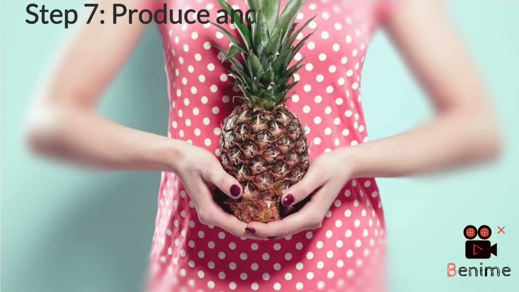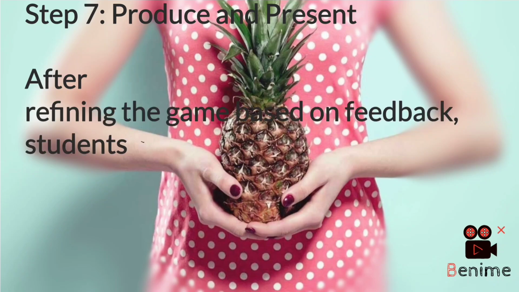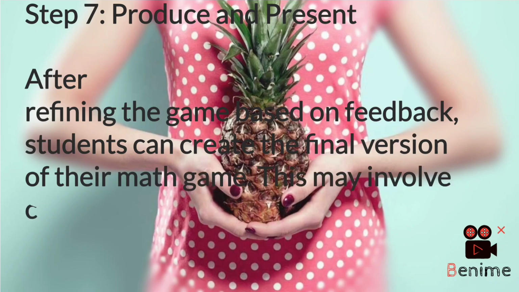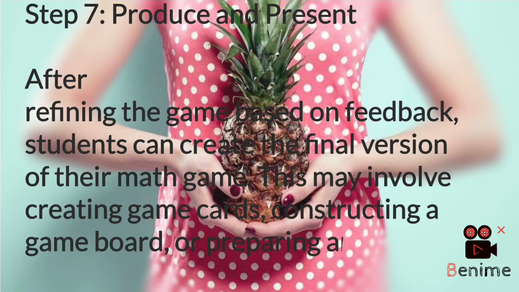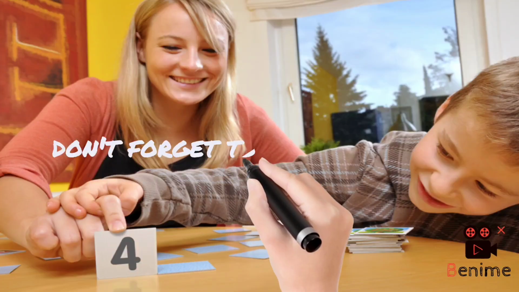Step 7. Produce and present. After refining the game based on feedback, students can create the final version of their math game. This may involve creating game cards, constructing a game board, or preparing any other necessary components.